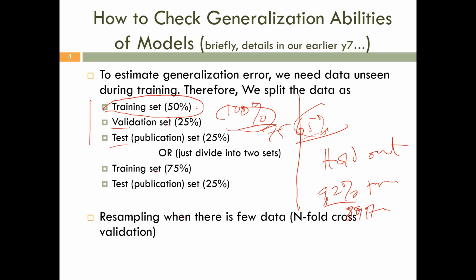So we have other methods like the n-fold cross validation, which we presented in the last couple of weeks' lecture. We can refer to the video. These are different ways by which you can check the generalization abilities of your model, because this is what is important, by the way, actually.